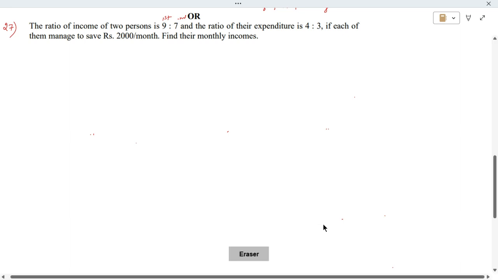Question number 27 has an internal choice. We are moving to the second question of 27. The ratio of income of two persons is 9 is to 7 and the ratio of their expenditure is 4 is to 3. Okay, so they have given the ratio of income of two persons and the expenditure of two persons. So let me define the income to be x and the expenditure to be y. Okay, so I'm going to represent the saving in terms of x and y.